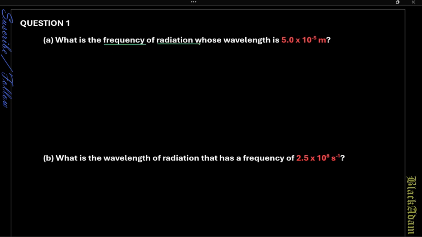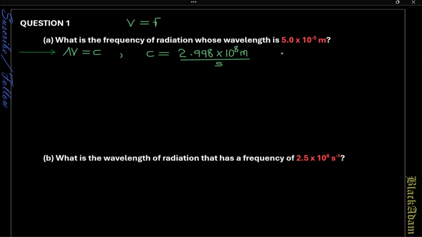Welcome to chemistry. A frequency of radiation of the wavelength 5 multiplied by 10 to the power negative 5, and then we have to find out the wavelength times the frequency. Remember that ν represents the frequency, and the constant is 2.998 multiplied by 10 to the power 8 meter per second multiplied by the wavelength. So that's the speed of light in vacuum.